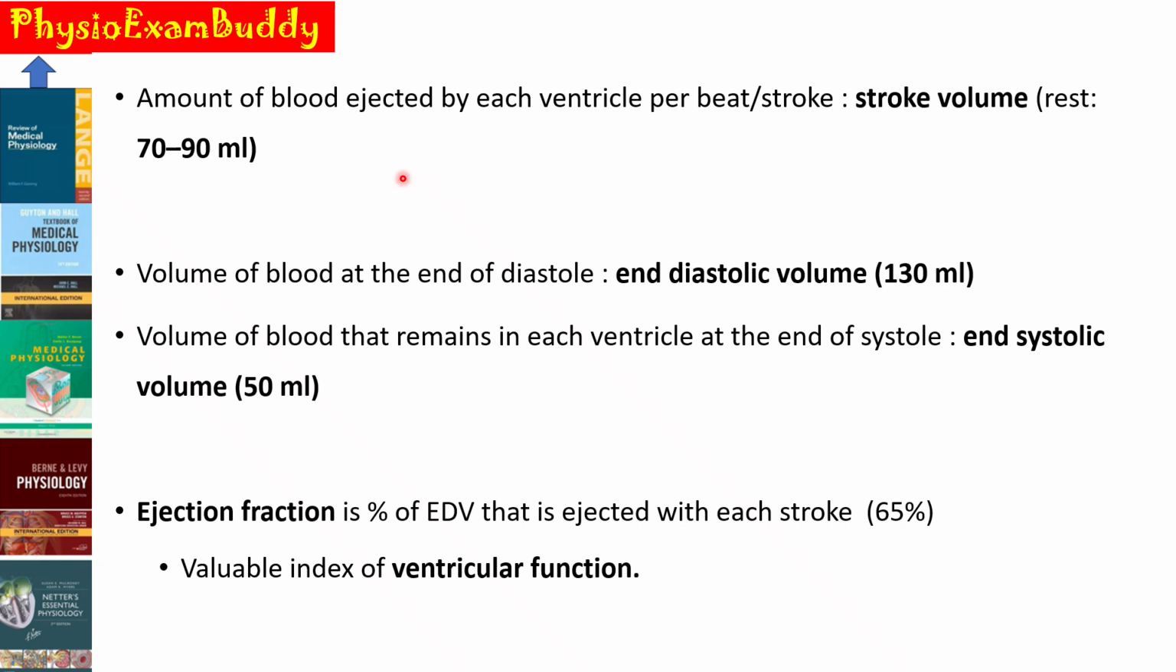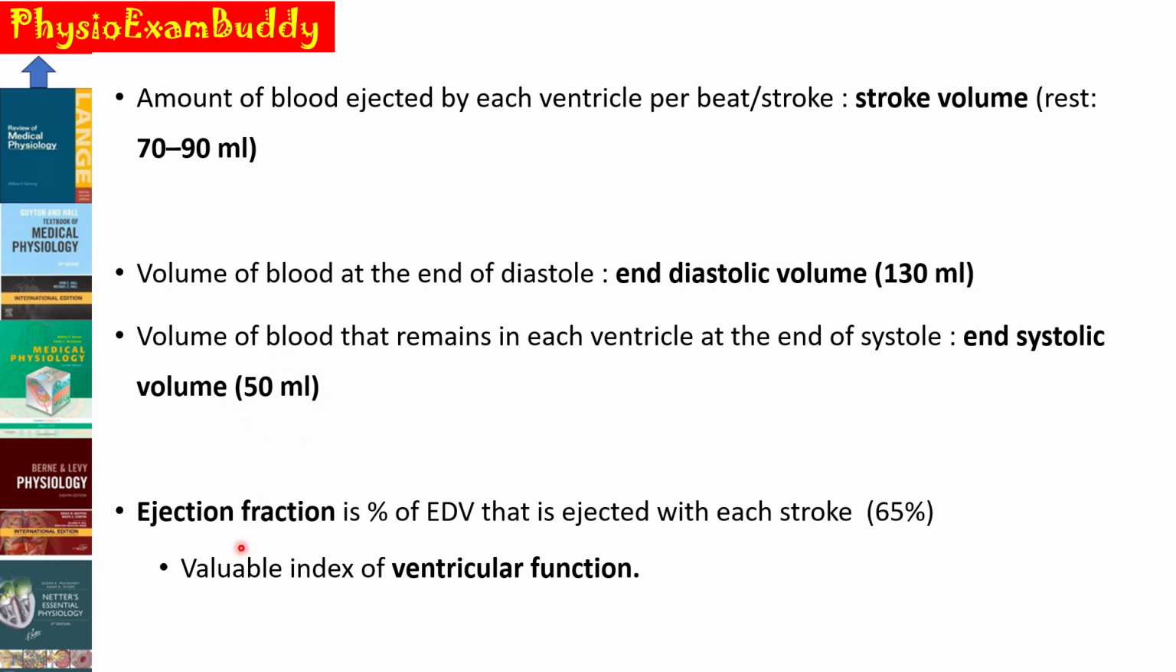A few points which you have to remember from this area: the amount of blood ejected by each ventricle per beat or stroke is known as the stroke volume, and the normal volume is around 70 to 90 ml. The volume of blood at the end of diastole is the end diastolic volume, and its normal value is 130 ml. The volume of blood that remains in each ventricle at the end of systole is the end systolic volume, and the normal value is 50 ml.